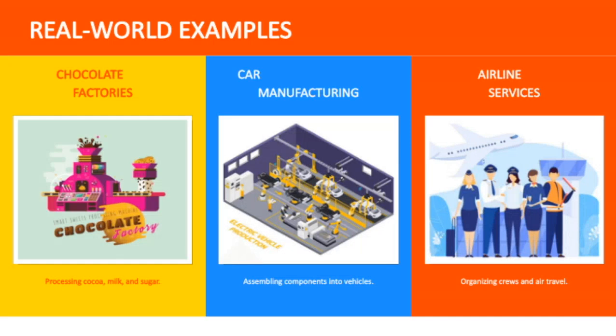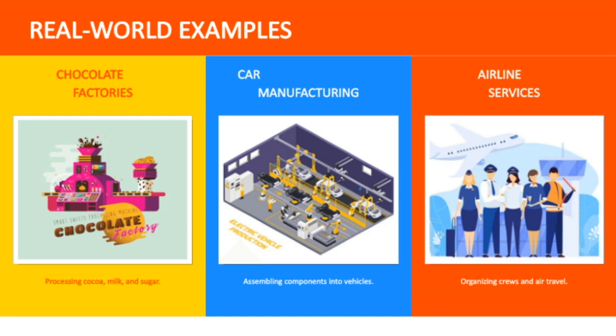Now, let's look at some real-world examples of organizing components into finished products. First, we have airlines, which involve organizing crews and managing air travel. This is all about coordinating pilots, flight attendants, and ground staff to ensure smooth and efficient travel experiences. Next, we see airline services, which highlight how airlines assemble various elements, like aircraft, crew, and schedules, into a cohesive operation that gets passengers from one place to another.